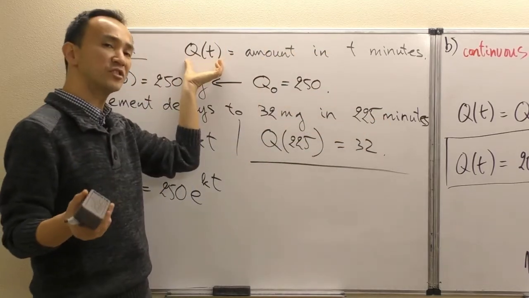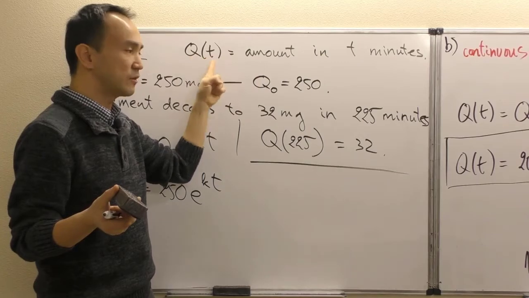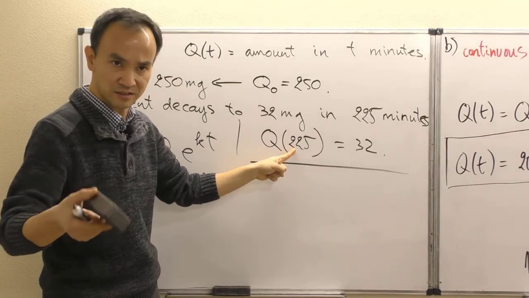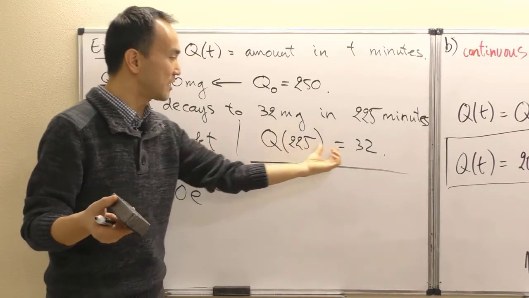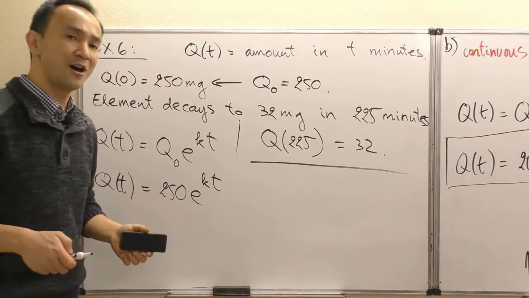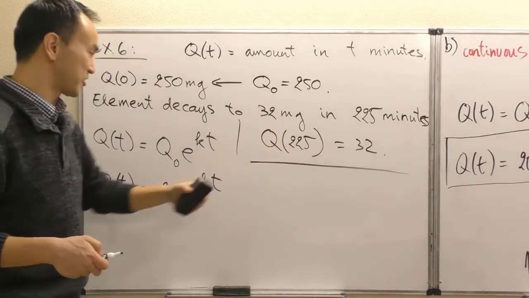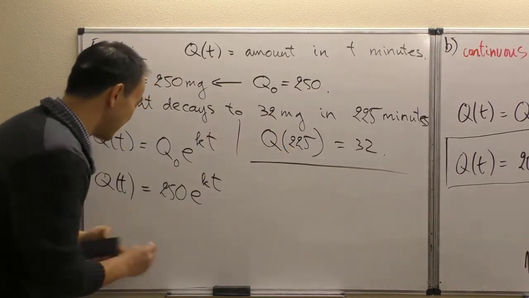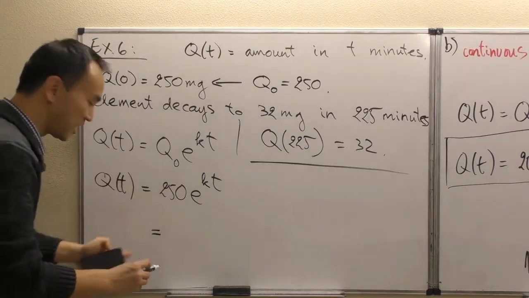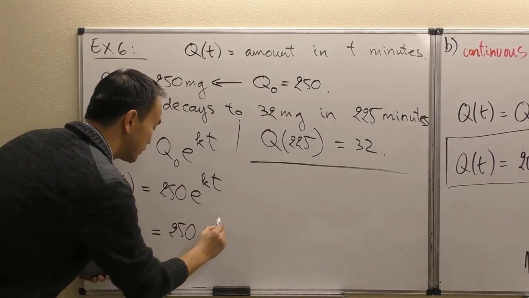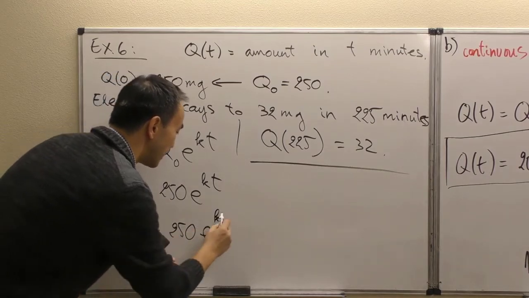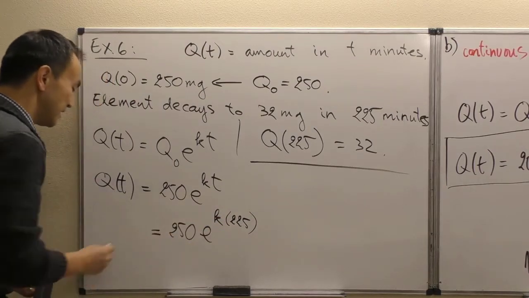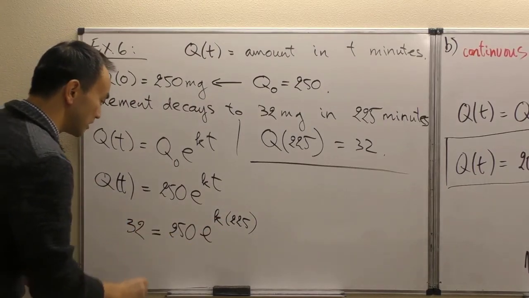We call our quantity here the Q of t function, the quantity at time t. So when time is 225 minutes later, the quantity becomes 32. All right, so we're going to directly take this information. Q of 225 means that on the right-hand side of this equation I can have 250 times e to the k times 225. Okay, that's the time in minutes. And on the left-hand side, that equals 32.